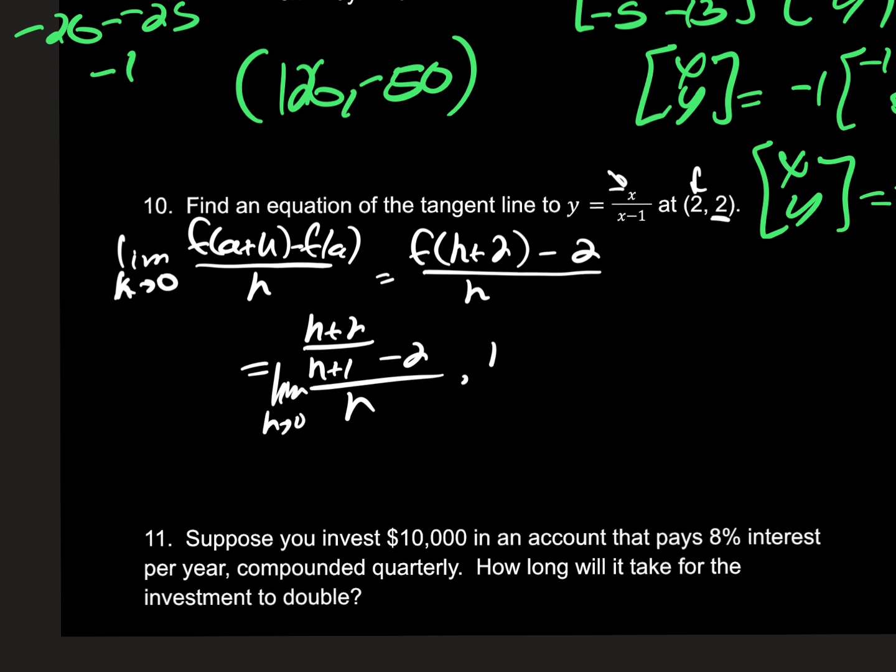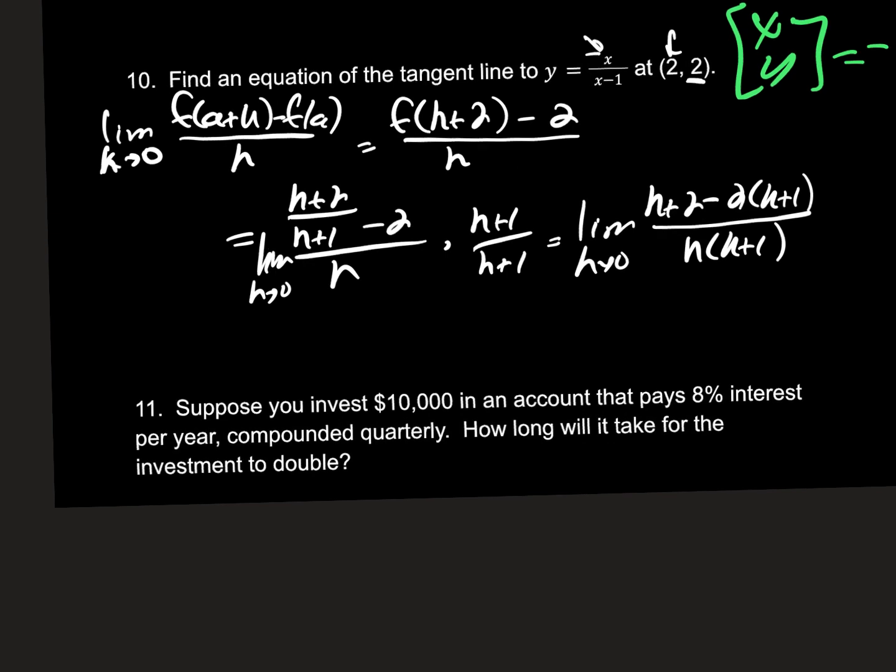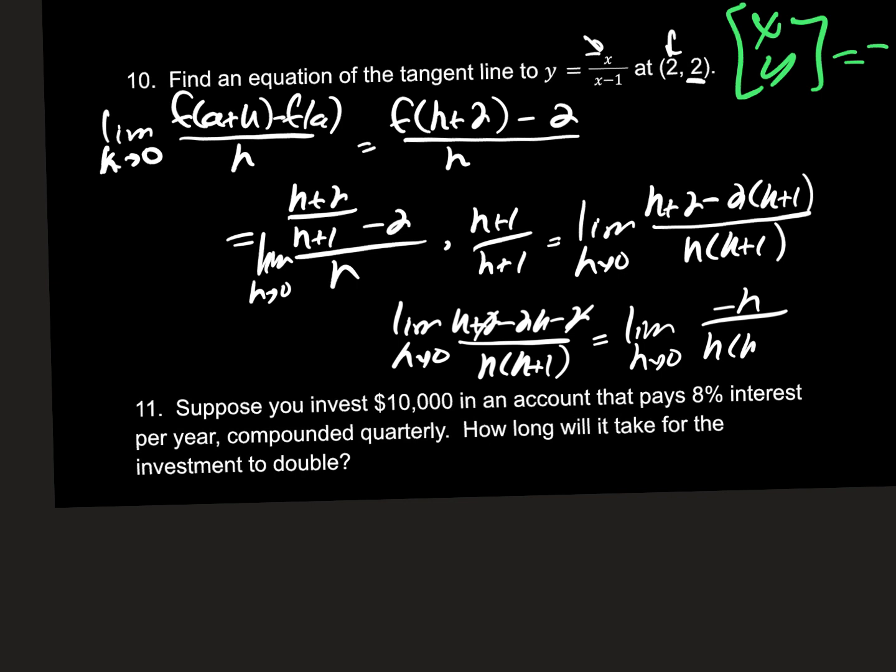All right, because I have a fraction in a fraction, I'm going to multiply by the LCD. And that gives me this: the limit as h approaches 0 of, my numerator is going to be h plus 2 minus 2 times h plus 1, all over h, over, but we never did multiply the denominator when we did all this. Keep on simplifying. And now I have the limit as h approaches 0 of h plus 2 minus 2h minus 2 all over h times h plus 1. So in my numerator, the 2's are gone. So I have the limit as h approaches 0 of negative h in my numerator. On the denominator, I have h and h plus 1.